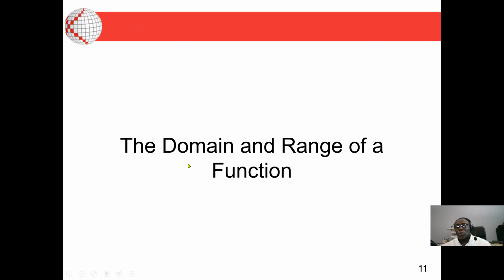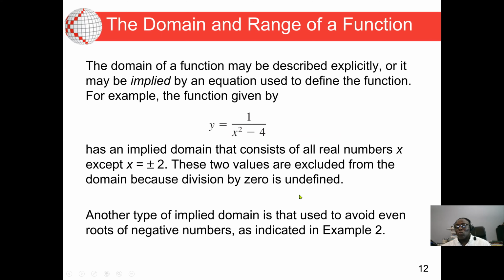So next we go to the domain and range of a function. As we said, the domain of a function is the set of x values, or the independent variable values. The range of a function, again, is the set of the y values. So here we say the domain of a function may be described explicitly, or it may be implied by an equation used to define the function.